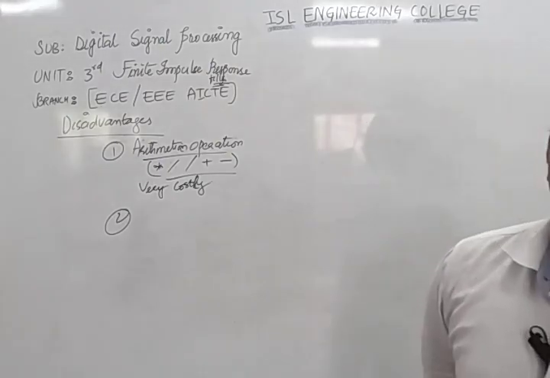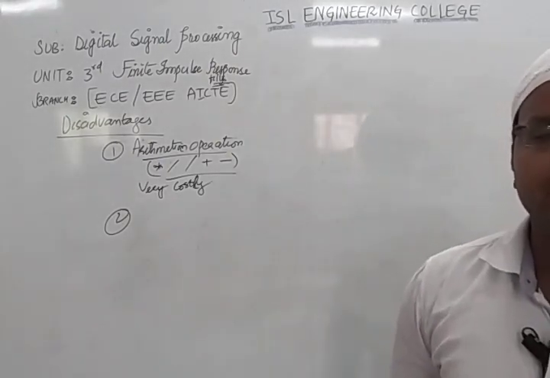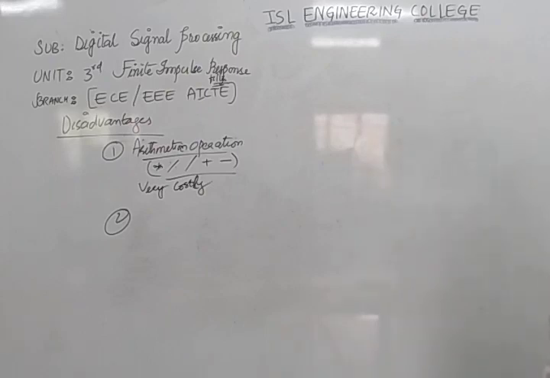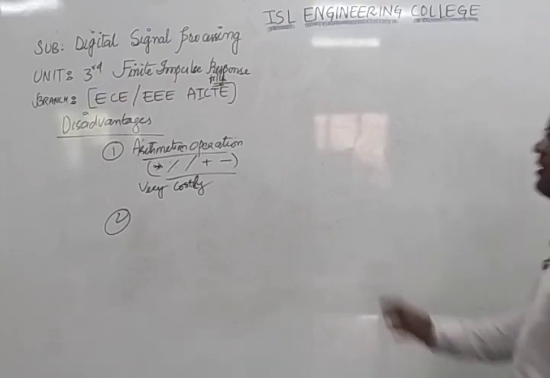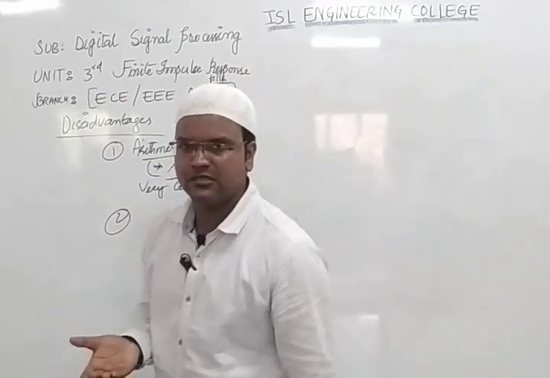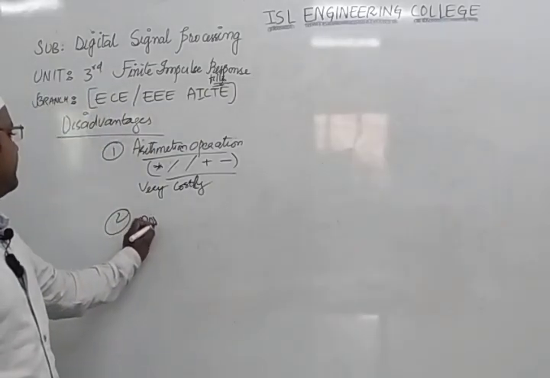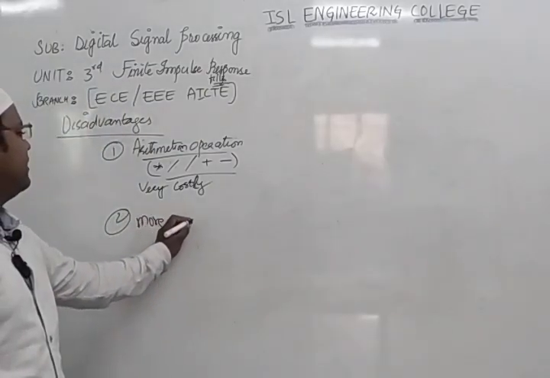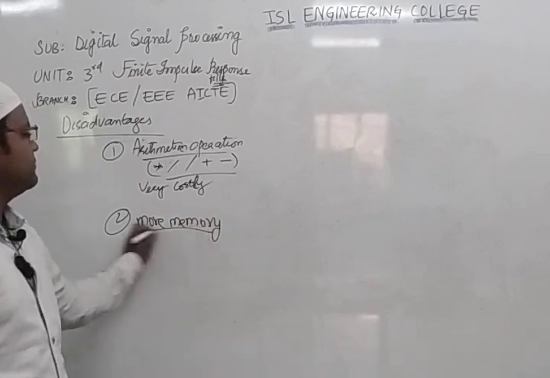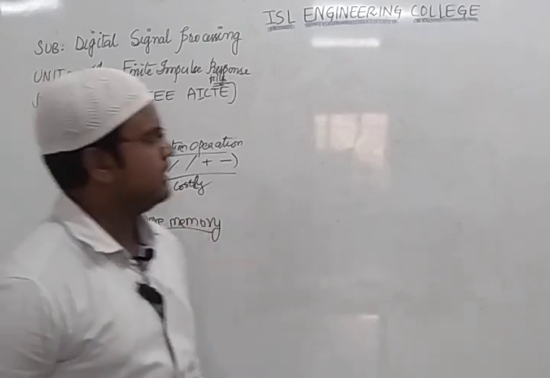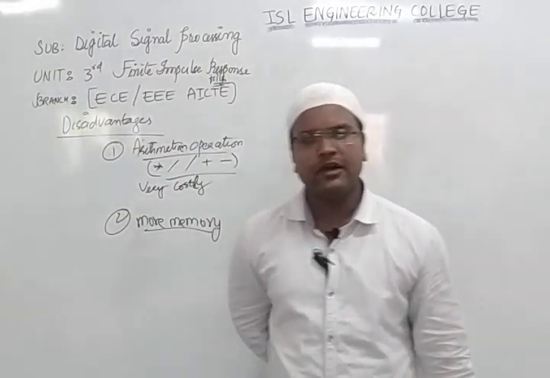Second, for the designing of the memory elements, the memory requirements and execution for these filters are quite high. Because it performs a lot of operations, it requires more memory. So the memory of these filters is quite high. These two are the disadvantages of using FIR filtering.